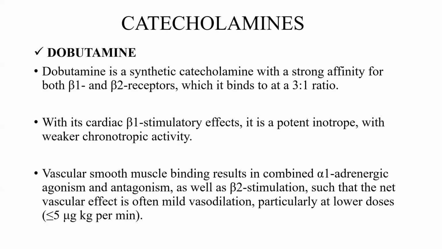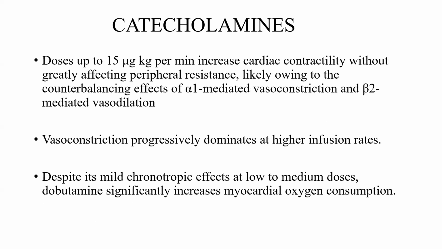It tends to have a net mild vasodilatation because of the beta 2 stimulation. But in higher doses, you tend to have a more predominant alpha 1 effect, causing vasoconstriction. Please, next slide. When you go beyond doses of 15 micrograms per kilogram, you tend to see a lot of peripheral resistance because of the alpha 1 mediated vasoconstriction.